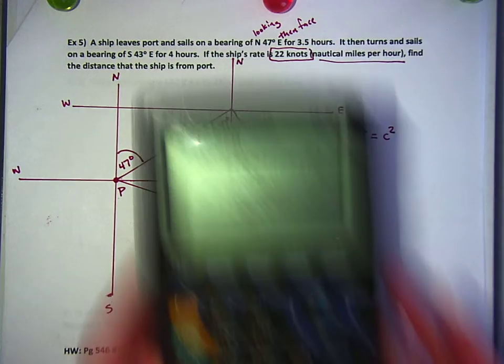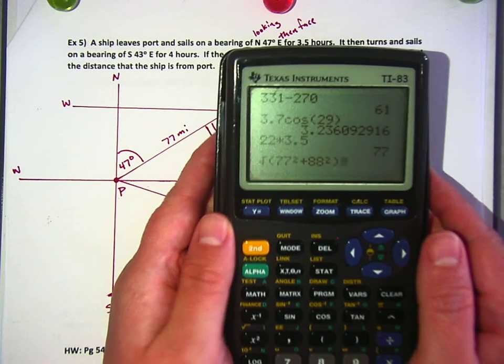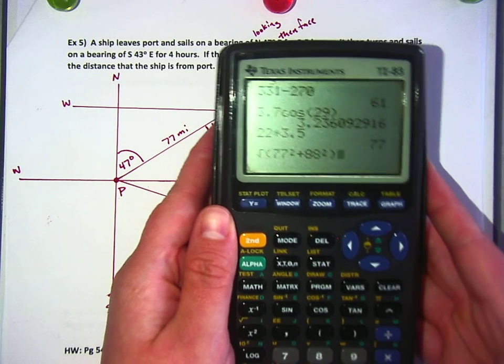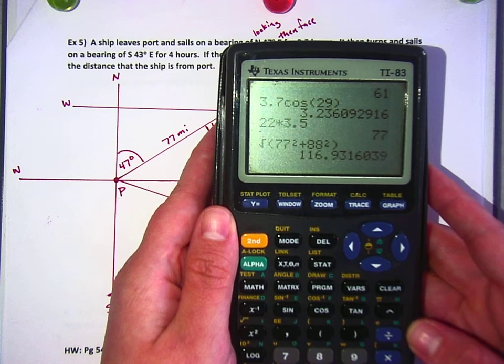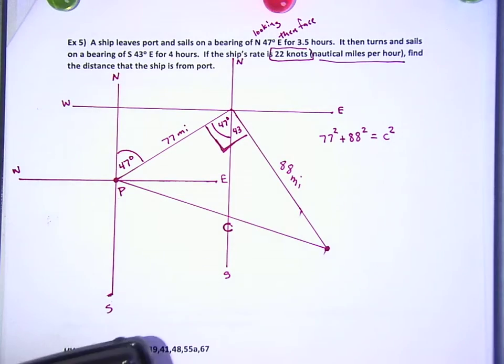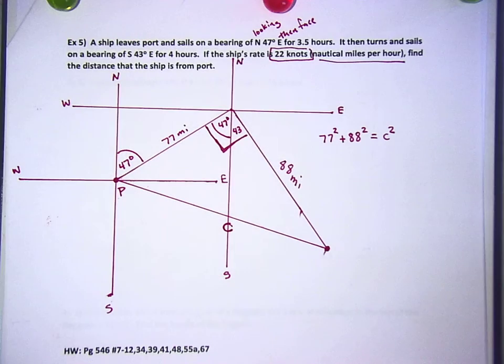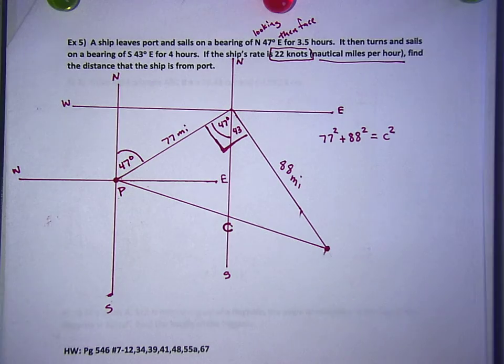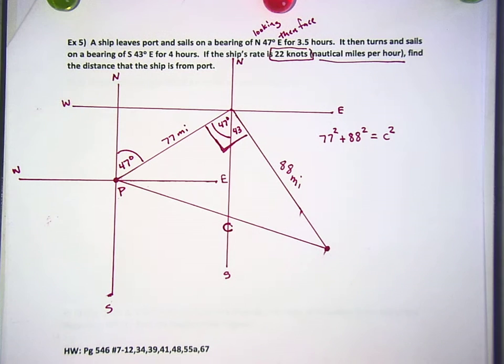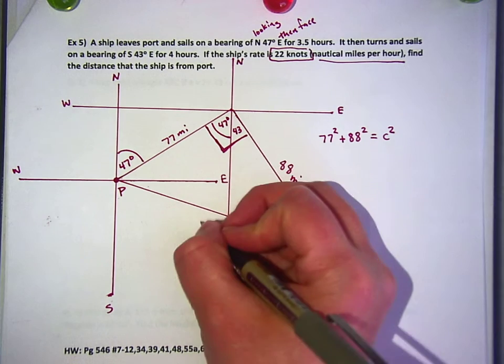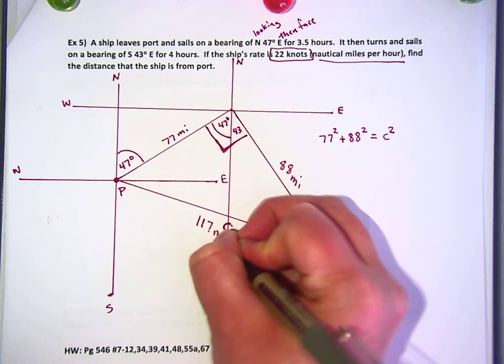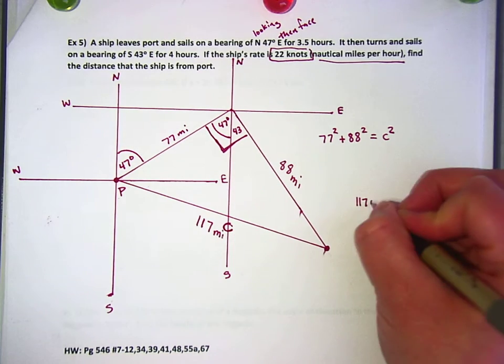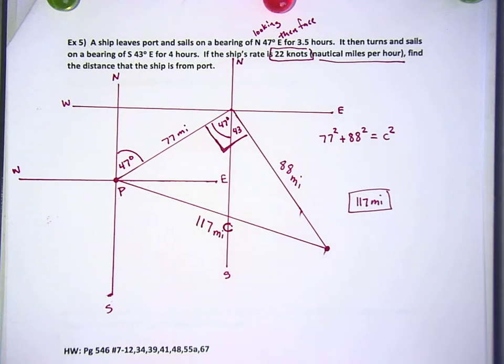You guys know you can do it all at once in your calculator? The square root of 77 squared plus 88 squared. Did I do that wrong? Do you guys get the same thing I did, 117 about? Yep. Oh, I see, they just rounded, okay. So it's about 117 miles here. That's the answer. Sometimes you don't even have to use SOHCAHTOA.